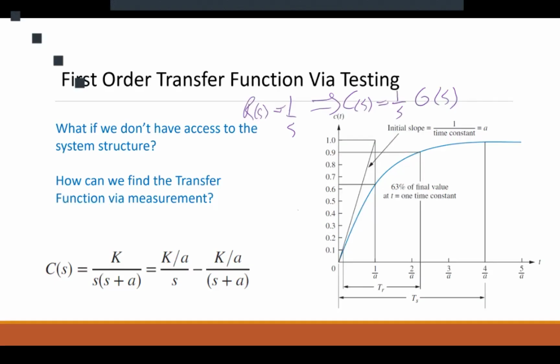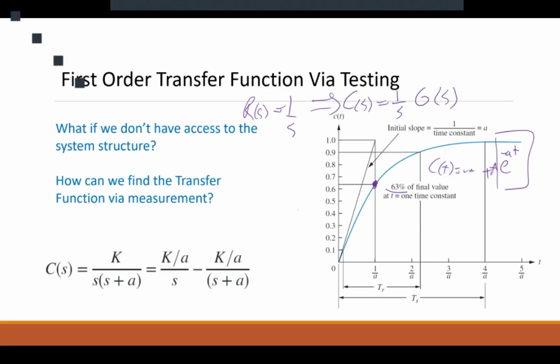Are we good? Now, looking at the plot, I can find the time constant, which is the time it took the plot to reach 63%. Are we good? That means I have a term in my c(t) that says A times e to the power of minus at. 1 over a is the time constant. So I would have such a term in my time response.